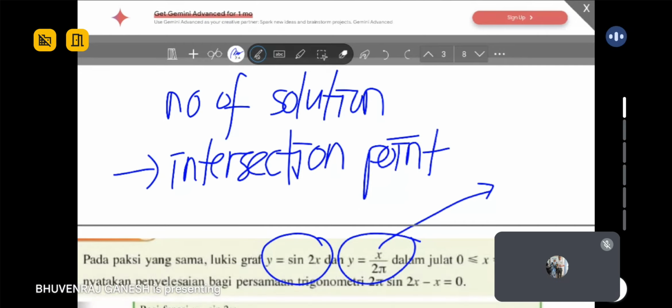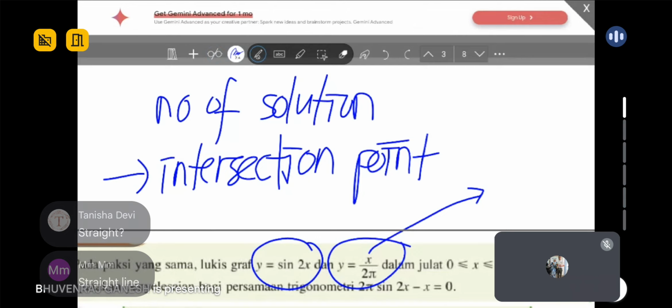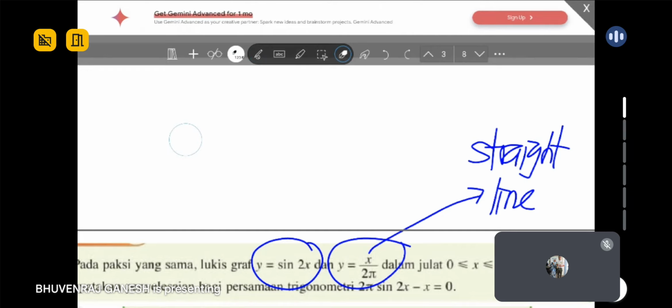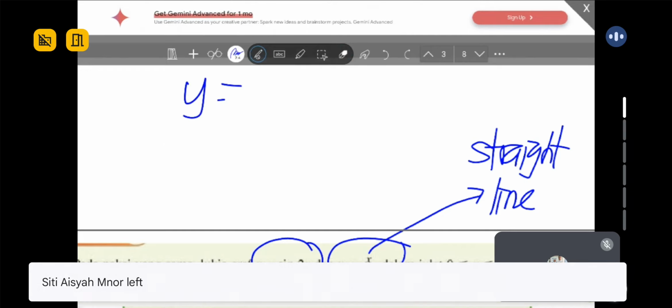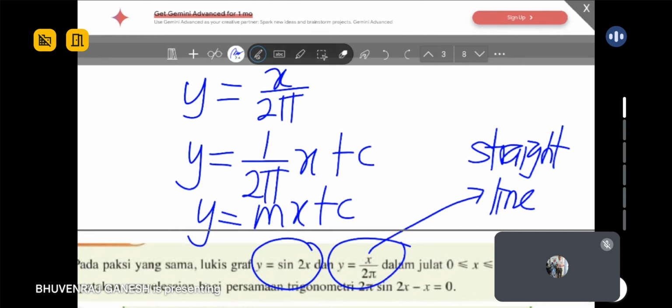Is it a straight line graph or a curved graph? Y equals x over 2 pi. Yes, garis lurus guys. It is a straight line. Why straight line? Because you can rearrange it into y equals mx plus c. Kamu boleh tulis y sama dengan mx tambah c. So you can rearrange it to become y equals 1 over 2 pi x plus c. So this is y equals mx plus c, that's why it's a straight line. Ini adalah graf garis lurus.